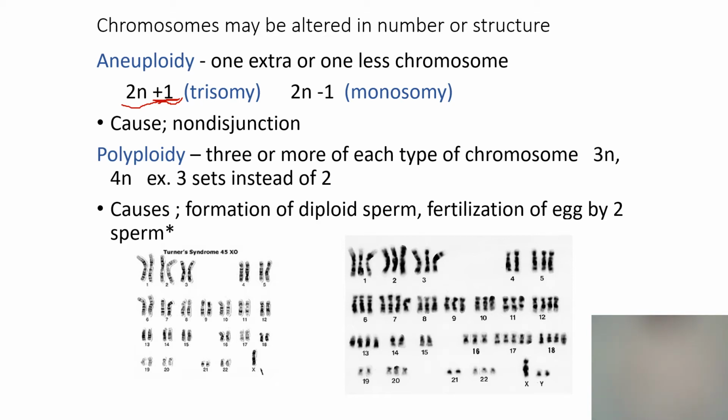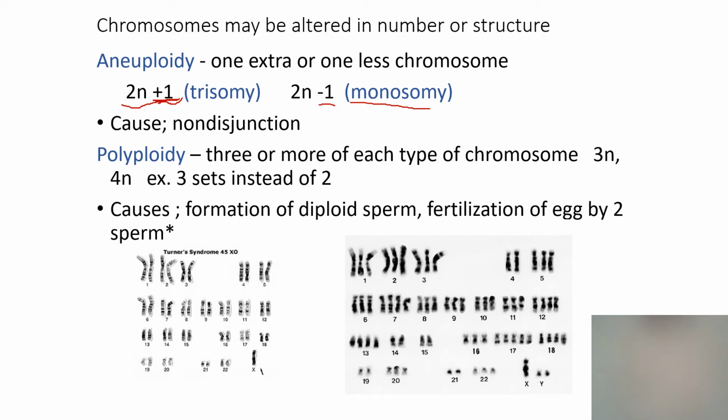If you look over here, you got a 2n minus 1, so that one's still a diploid cell, except for one of the chromosomes is missing one, and so we call that a monosomy. And those are caused by a non-disjunction.